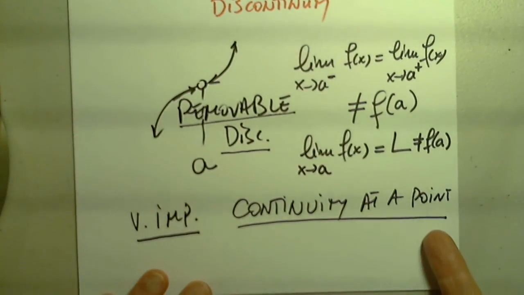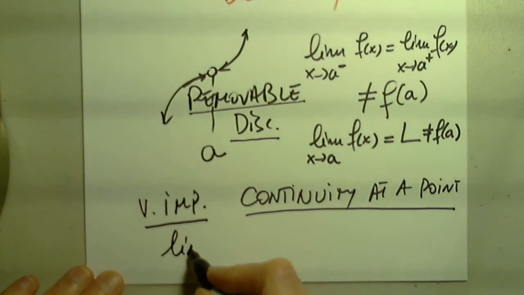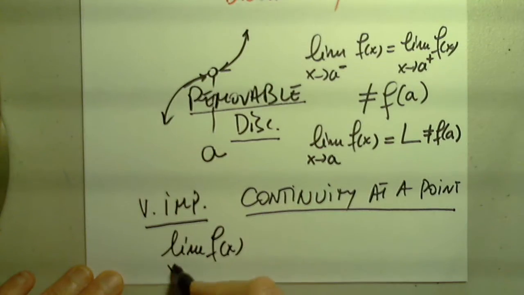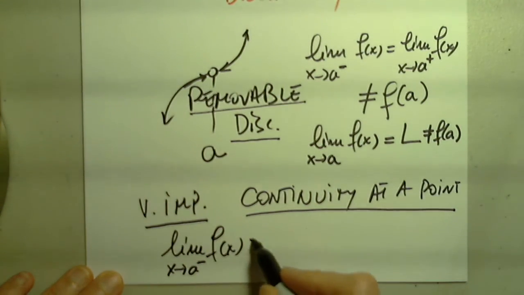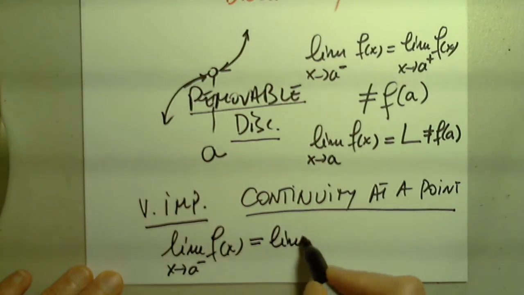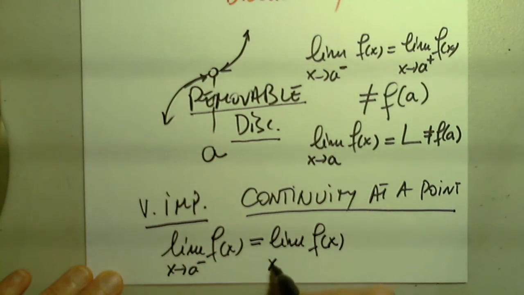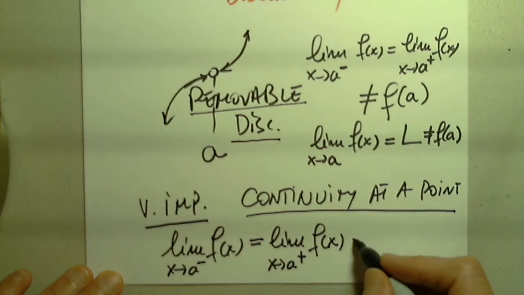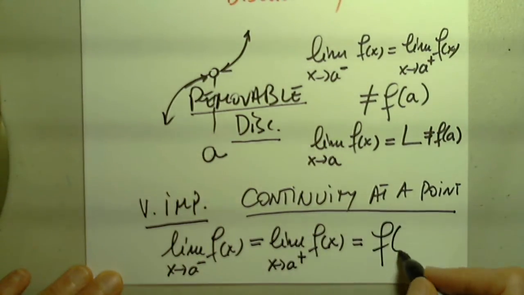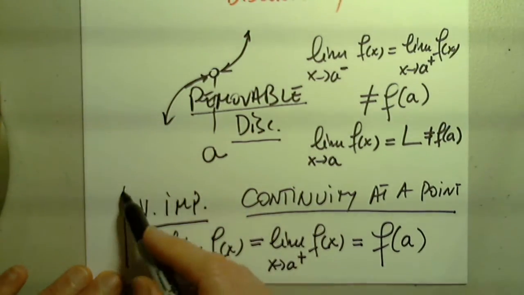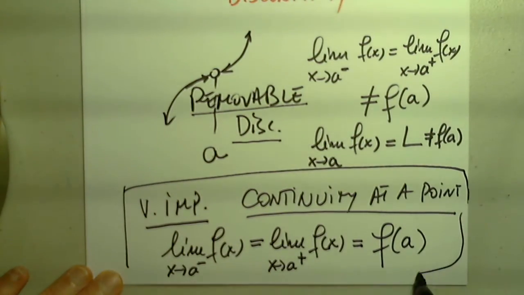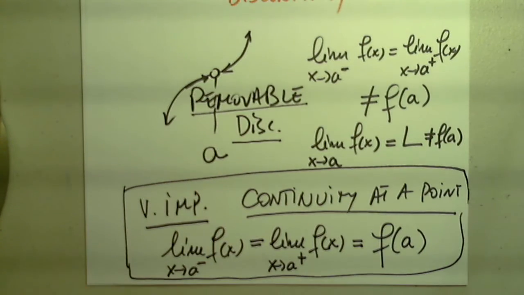So what is the definition again? Limit from the left equals limit from the right equals the function value at that point. Super important concept. Okay, so let's look at an example and then hopefully we can continue.